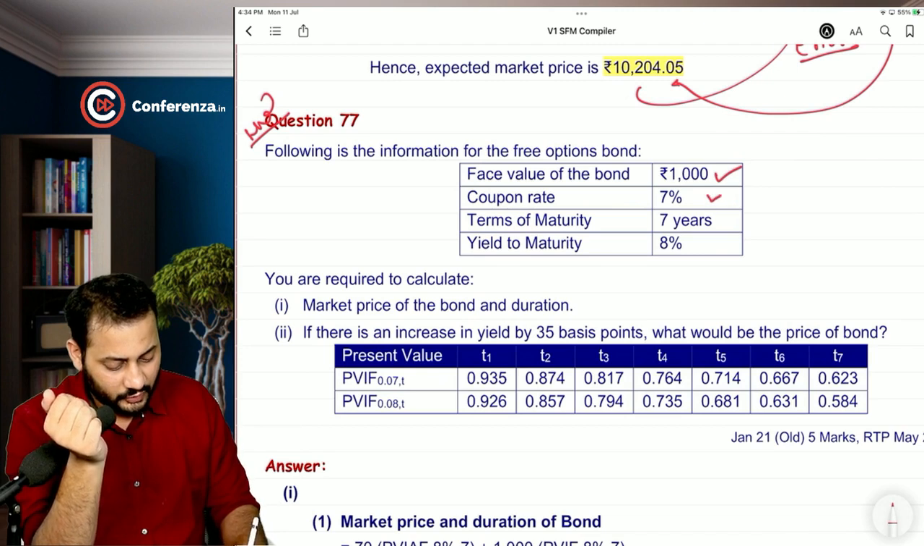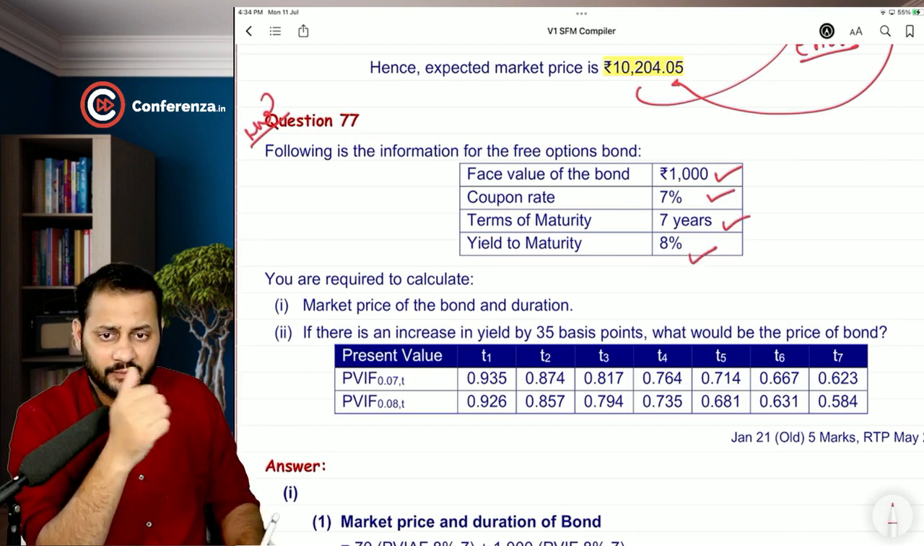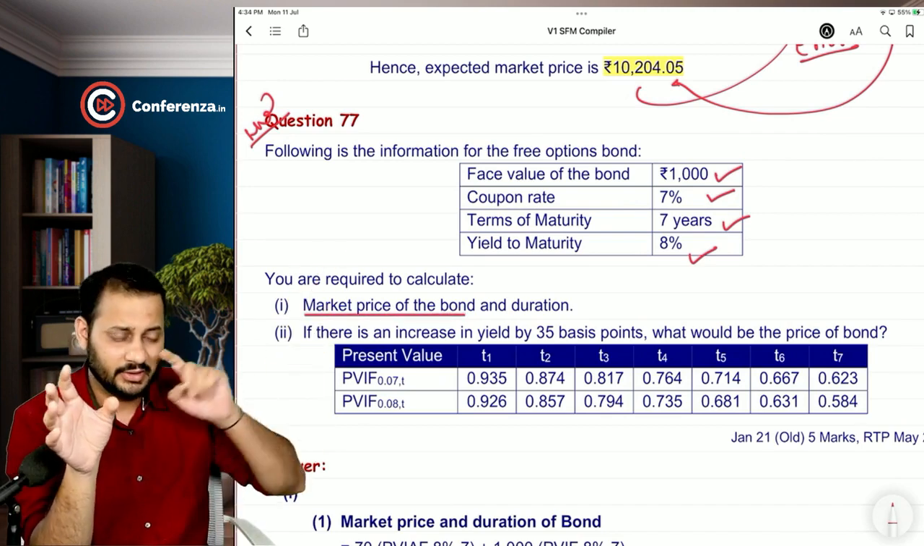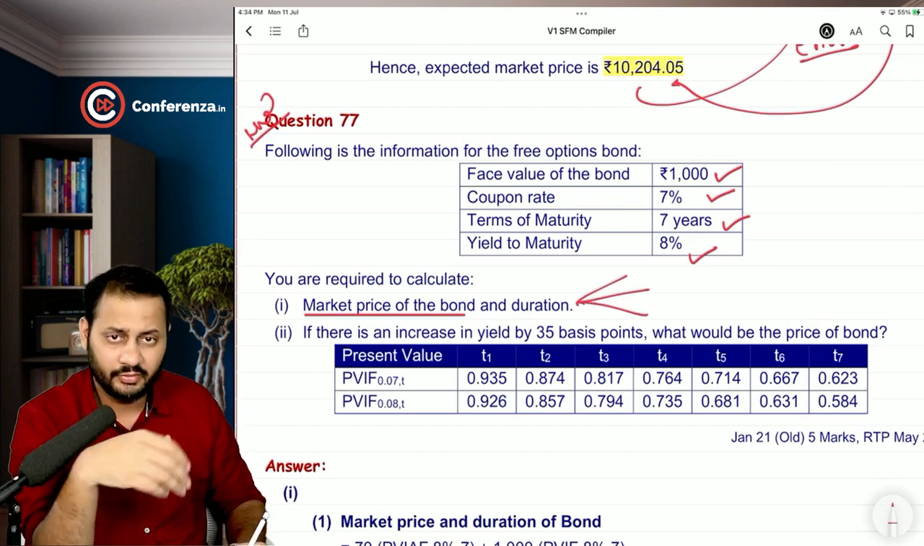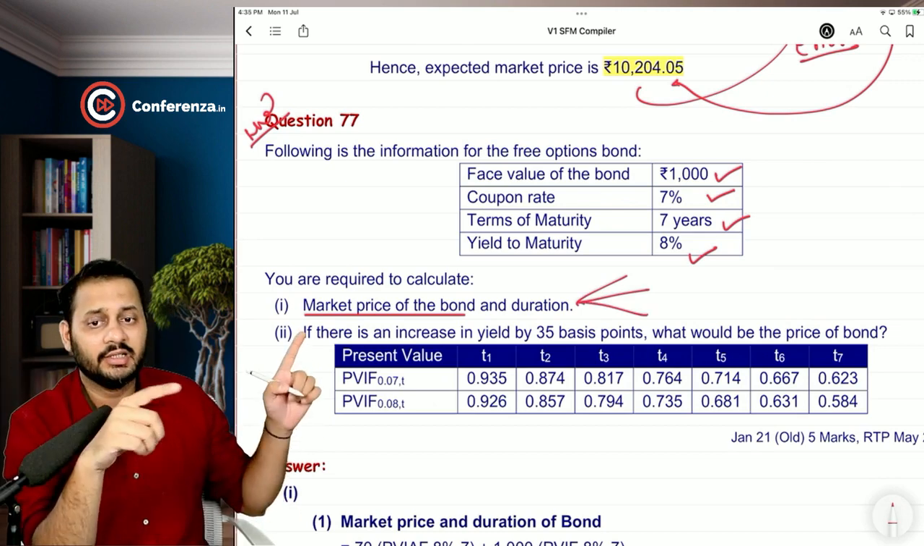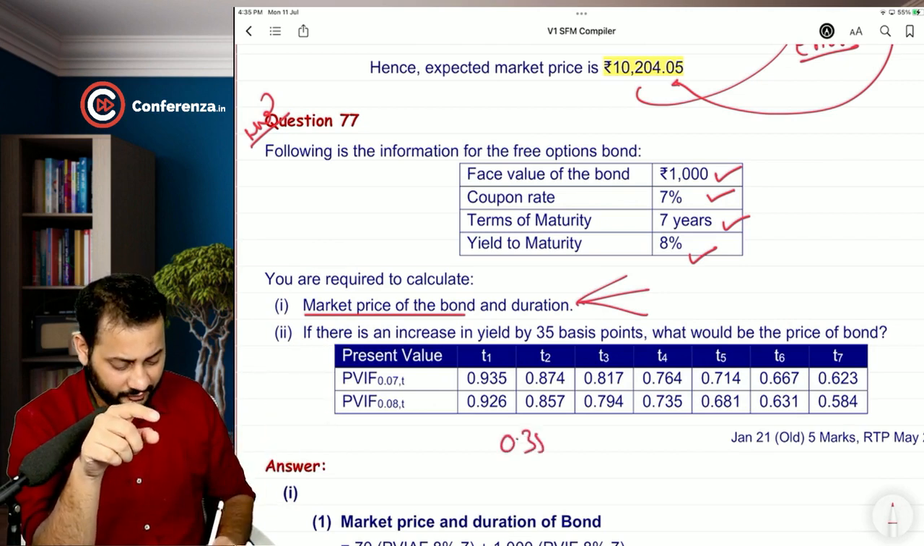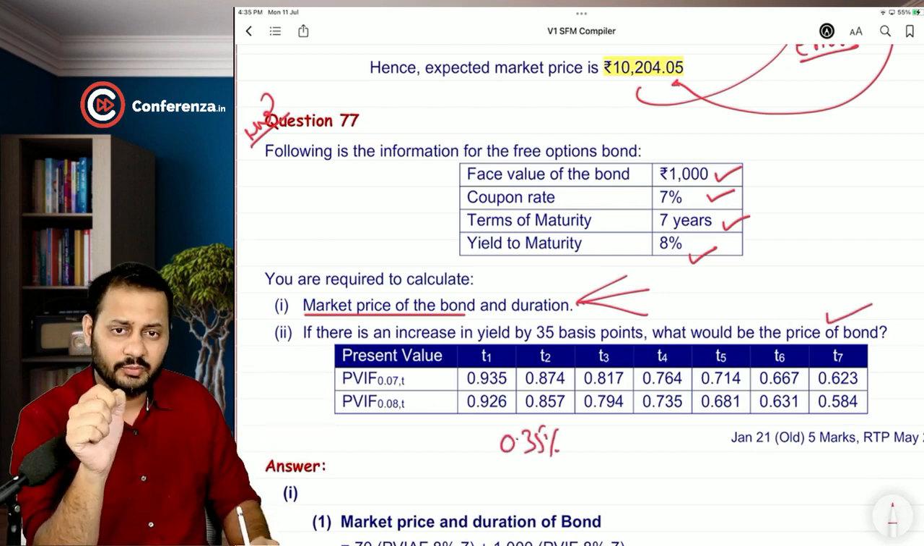Face value 1000, coupon rate 7%, maturity 7 years, YTM 8%. Okay, can you calculate the market price of the bond? It's very easy to calculate the market price. Everything is given. Duration, we have 3 different methods. You can calculate by any of the methods. And then they are saying if there is an increase in yield by 35 basis points, that means 0.35%, what would be the price of the bond?